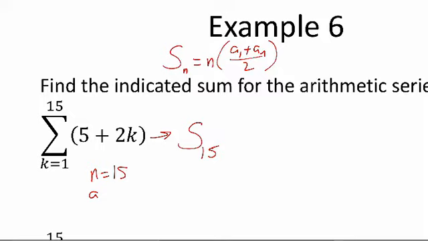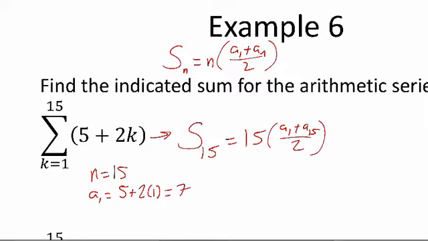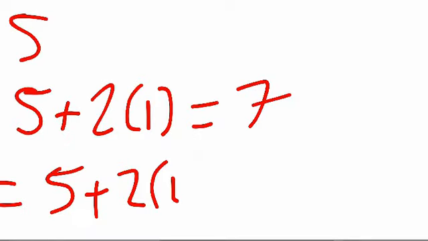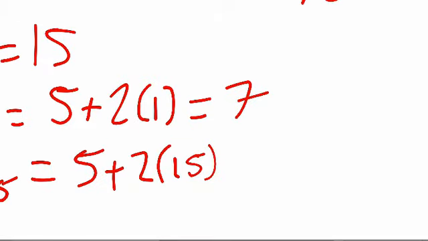Plugging these in, we've got 15 times a sub 1 plus our last term, which is going to be a sub 15, over 2. To figure out our first term, a sub 1, we're just going to take k equals 1 and plug it in. So we've got 5 plus 2 times 1, which ends up being 7. To find our 15th term, we're going to use that same equation. 5 plus 2 times, now instead of 1, we're going to multiply it by 15. Sorry, let me zoom in. My numbers are getting a little sloppy because I'm far zoomed out. So we've got 5 plus 2 times 15. Well, 2 times 15 is 30, so plus 5 gives us 35.